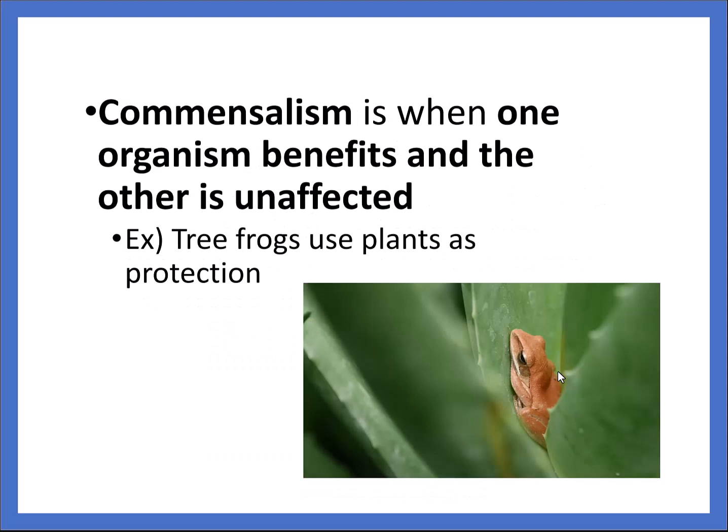In commensalism, one organism benefits and the other is unaffected, or at least relatively unaffected. For example, tree frogs use plants for protection. To protect themselves, they camouflage and hide in plants. That doesn't affect the plant, but it does allow those tree frogs to survive better. And so they are benefiting, the plants are being unaffected.